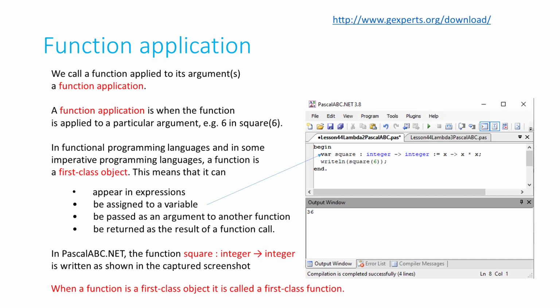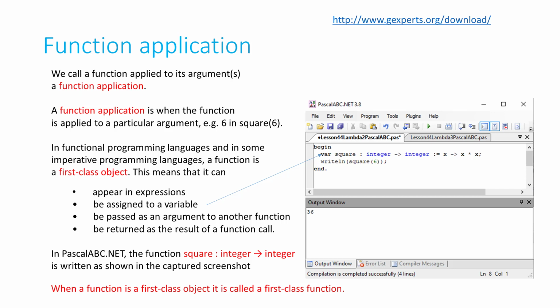Square root 4.0 is an example of function application. What we mean by function application is when we call a function and apply it to its arguments, we have function application. So a function application is when the function is applied to a particular argument, e.g. 6 in square 6. In functional programming languages and in some imperative programming languages, a function is a first-class object.